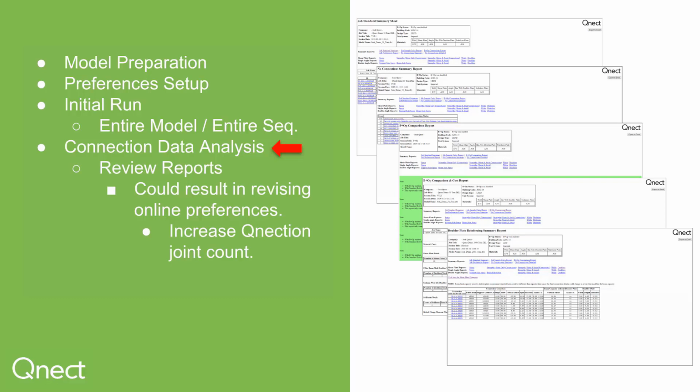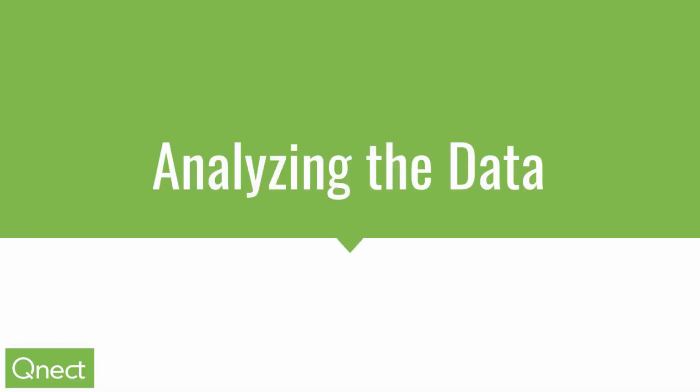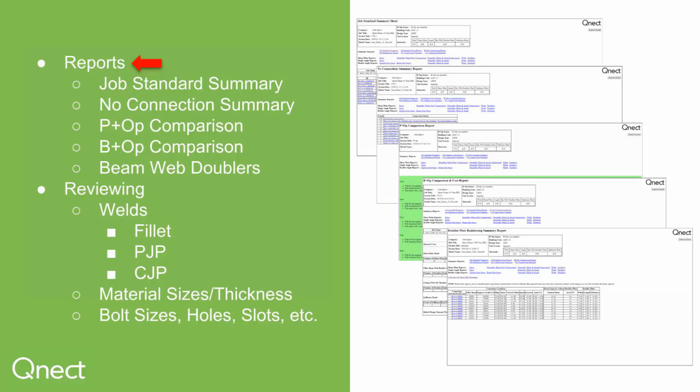Okay, the next item to discuss will be analyzing the data, as mentioned in the previous checklist. Okay, when analyzing the data, we're going to look at reports. So we have a few reports here: the job standard summary report, no connection summary report, a POP or preference optimization comparison, BOP or bolt optimization comparison, and beam web doubler reinforcement report. First will be job standard summary.